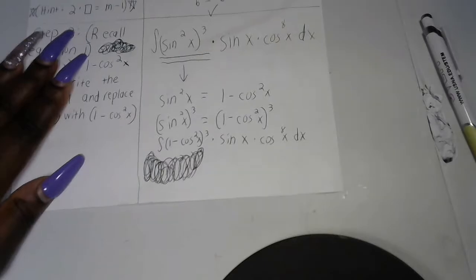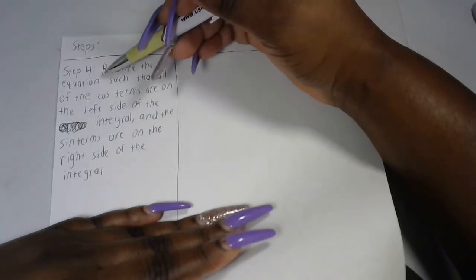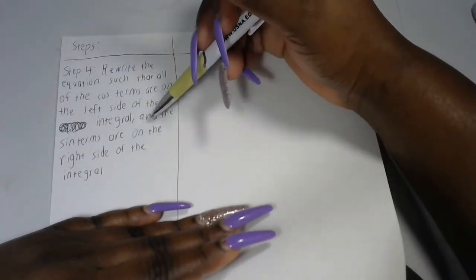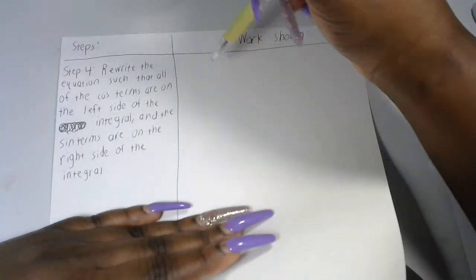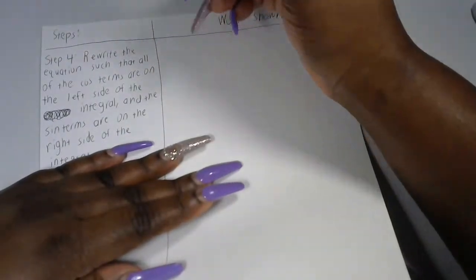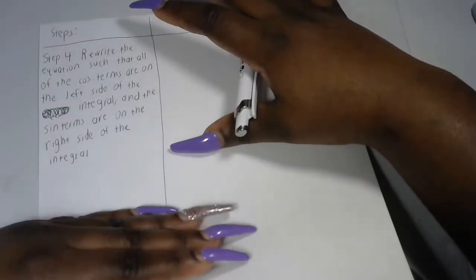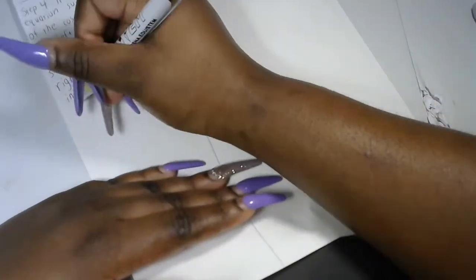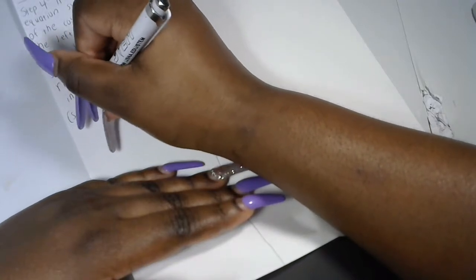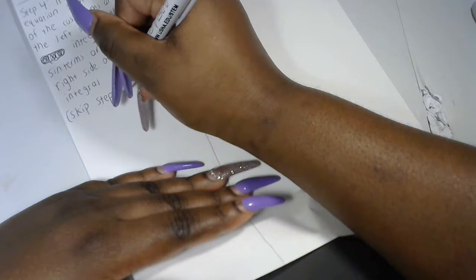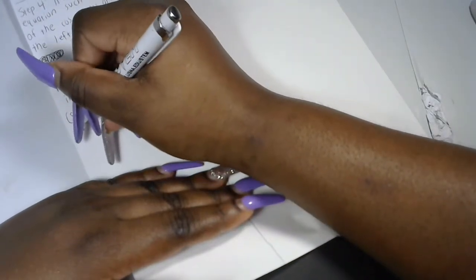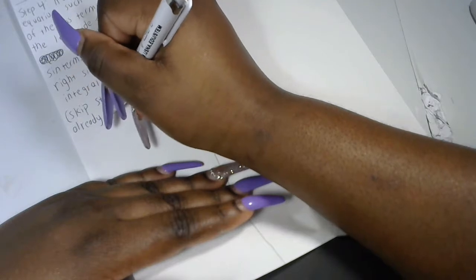All right. Okay, so for step 4, we're going to rewrite the equation such that all of the cosine terms are on the left side of the integral and all of the sine terms are on the right side of the integral. This just helps with the math later. It's just a helpful tidbit. If it's like this already by the time you get here, you can skip this step. Let me write that really quickly: skip step if it's already like this.